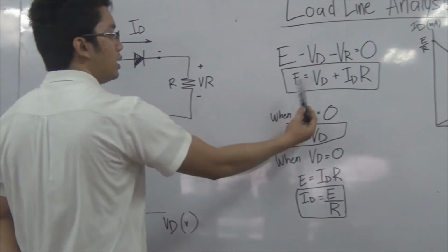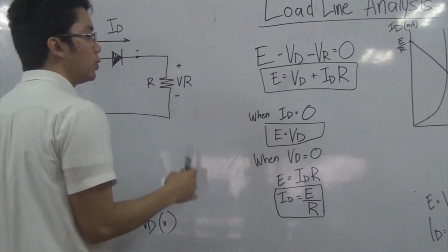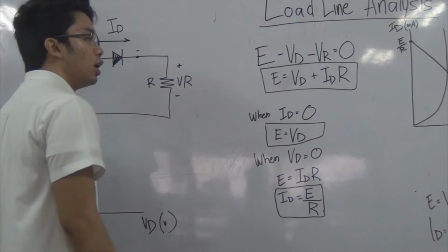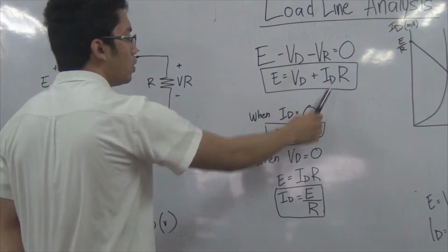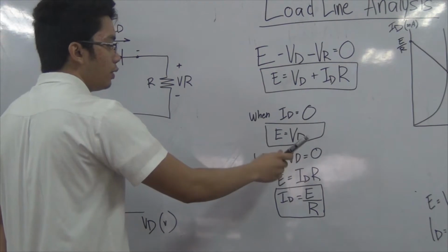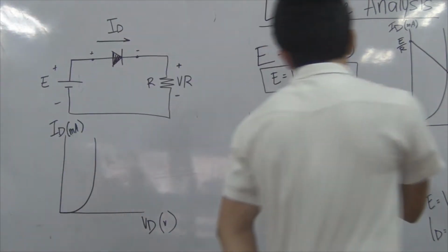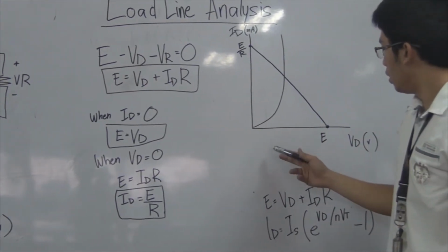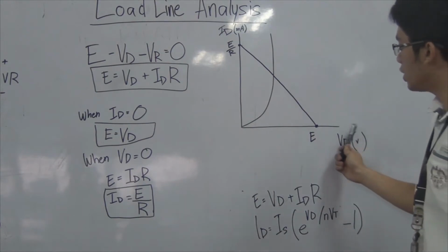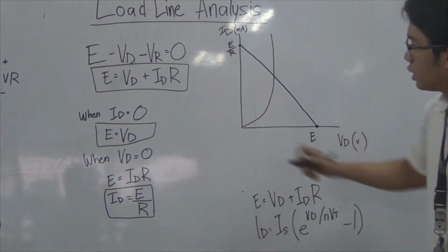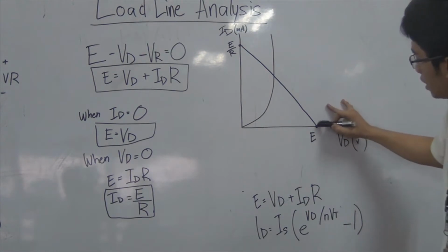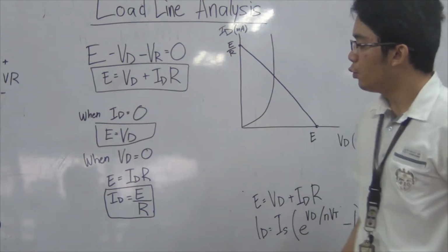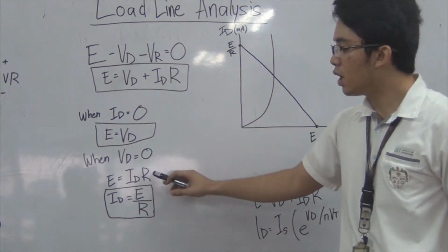Then to plug this equation into the characteristic curve, we will set ID as 0. When ID is 0, we have the equation E equals VD. E equals VD will then be the magnitude of VD along the horizontal axis, so we have here E. Then when we set VD to 0, we will have the equation E equals ID times R.